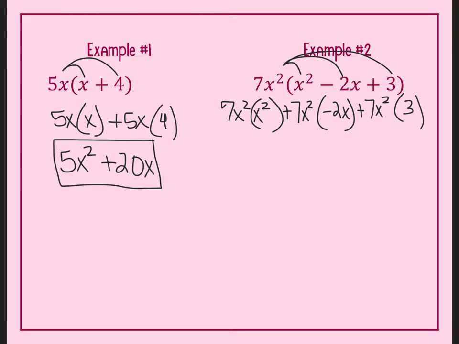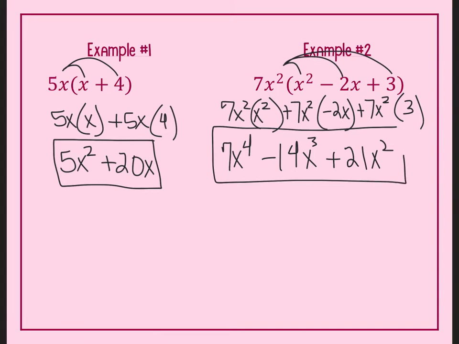So 7x squared times x squared becomes 7x to the 4th. Then 7x squared times negative 2x. So 7 times negative 2 is negative 14. And x squared times x is going to be x cubed because we add the exponents. In the last term, we have 7 times 3. That'd be 21x squared. And this is your final answer.